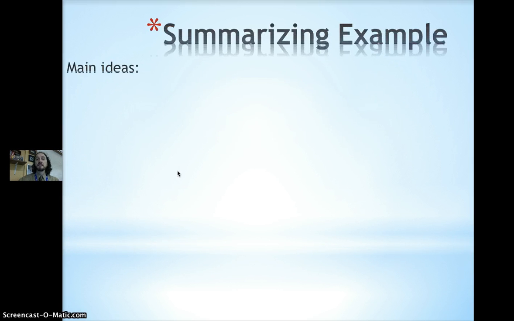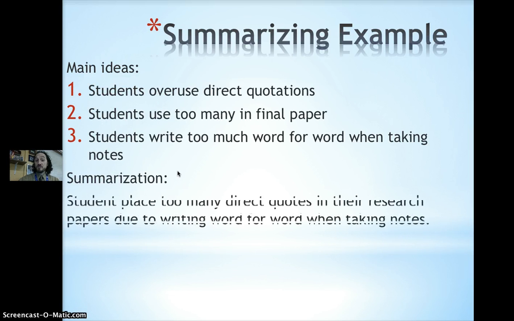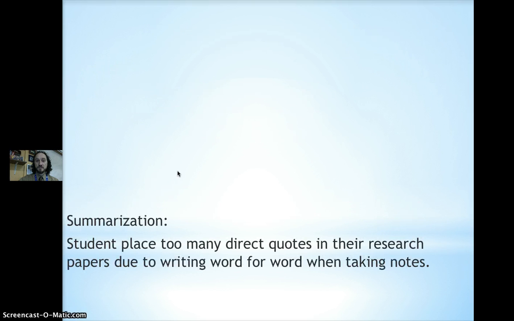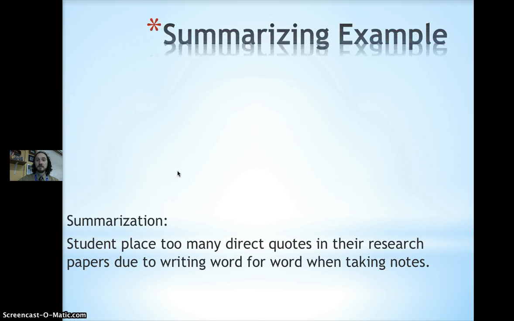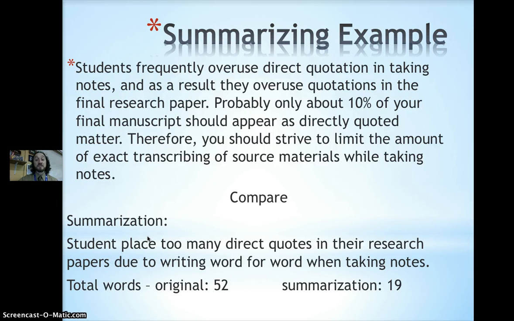So now let's look at those main ideas again. And now let's look at a summarization of it. Students place too many direct quotes in their research papers due to writing word for word when taking notes. All right, there's our summarization of that larger piece. And if we look at those two and compare them, we can see the first one is much larger, the second one is much shorter, and in fact, word total, we went from 52 total words to 19. So there we have summarization.